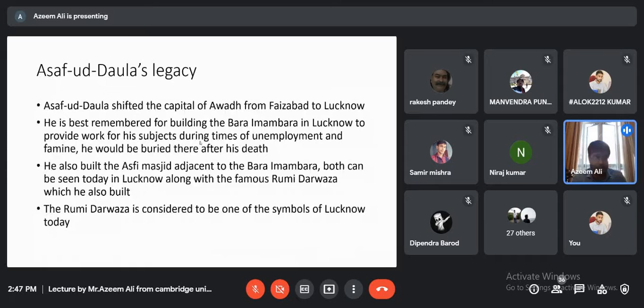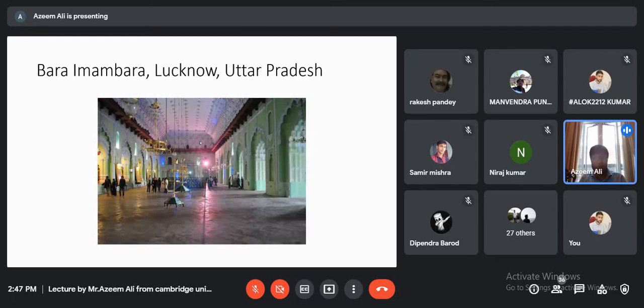And Asaf-ud-Dawla is primarily remembered for shifting his capital in Awadh from Faizabad to Lucknow. And he's best remembered for building the Bara Imam Bara in Lucknow to provide work for his subjects during times of unemployment and famine. And he was also buried there after his death. He also built the Asfi Masjid, adjacent to the Bara Imam Bara. Both can be seen today in Lucknow, along with the famous Rumi Darwaza, which is now considered one of the symbols of Lucknow. And here's the interior of the Bara Imam Bara in Lucknow.